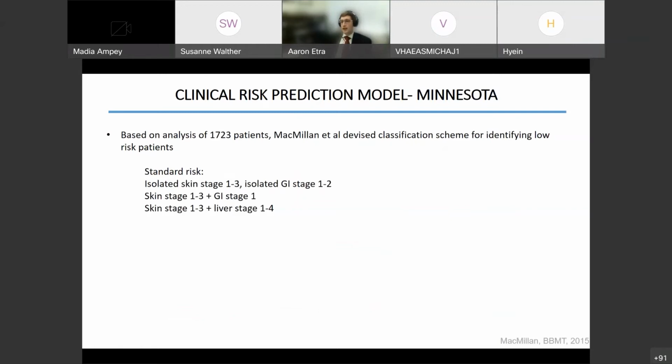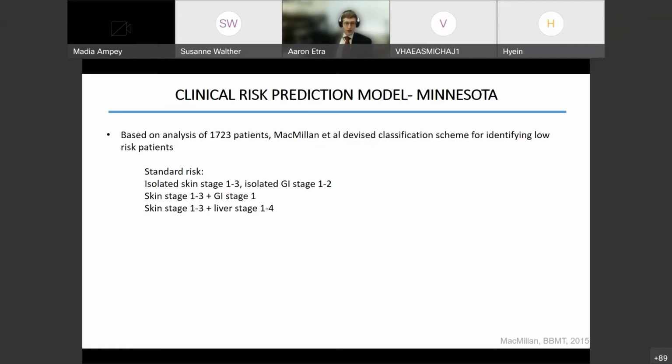And this was a classification scheme for identifying what they called a standard risk patient, a low risk patient, same thing, or a high risk patient. So a standard risk patient was defined in one of two ways. In an isolated organ system, a standard risk patient would have, theoretically, isolated skin stage 1 through 3 GVHD or isolated GI stage 1 through 2 GVHD.